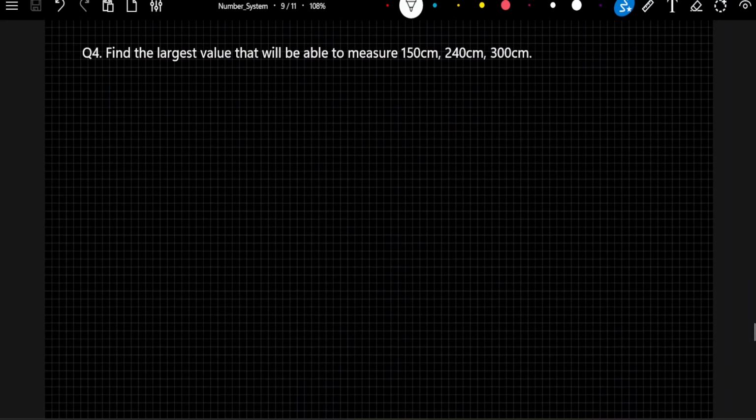See this question now. Find the largest value that will be able to measure 150, 240 and 300 centimeter. Now before you answer this question, you need to identify whether this question is based on the application of LCM or HCF. And to do the same, you need to read some important key terms. Terms like largest, able to measure. So it means I'm trying to find out a highest value that will be able to measure, or I could say that will be able to divide the three numbers completely.